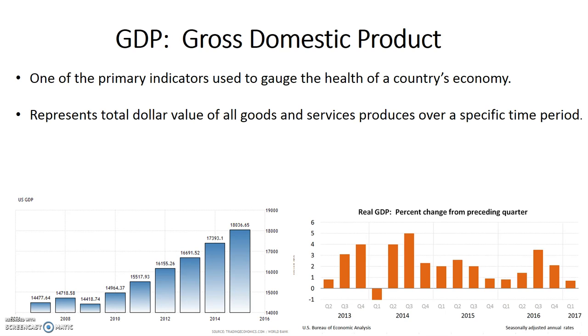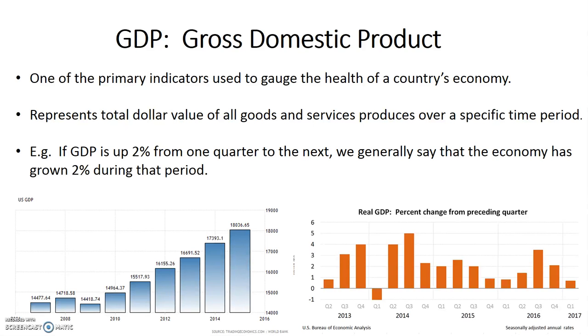GDP represents the total dollar value of all goods and services produced over a specific period of time. And we use GDP to compare us to other countries or to see how we're doing over time. Like on the bottom, the graph on the bottom left shows US GDP from one year to the next, and the graph on the bottom right shows GDP percent change from one quarter to another.